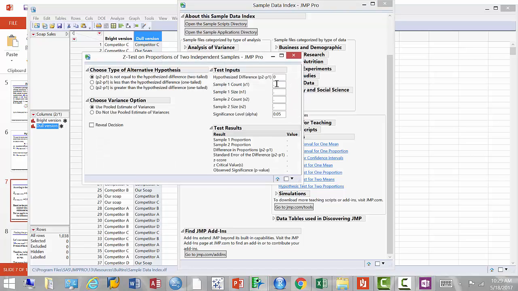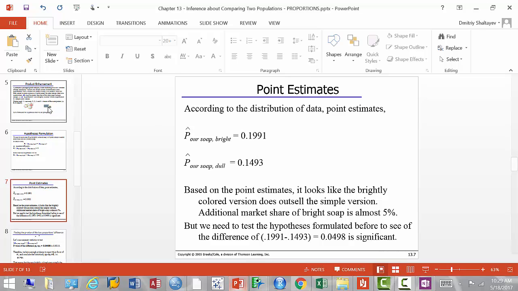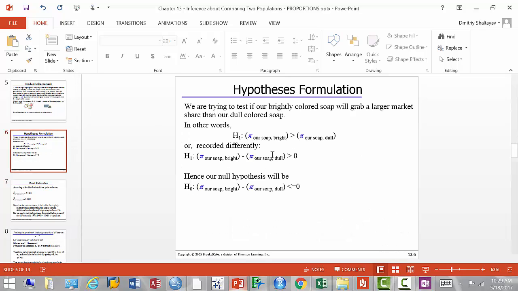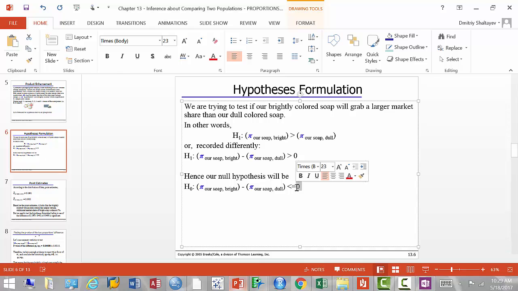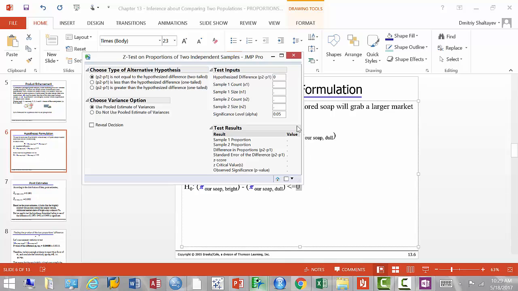And first of all, it says, well, you're going to test P2 minus P1. So now let's go ahead and enter our hypothesized difference, right? So going back to the slides, what are our null and alternative? We're comparing difference between proportions with 0, right? So our hypothesized difference, according to the null hypothesis, is 0. So I'm going to go back to the calculator and say hypothesized difference is 0.